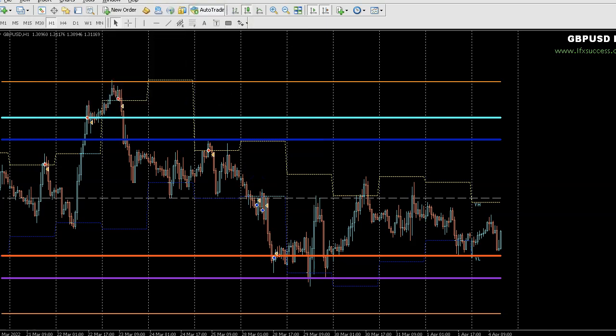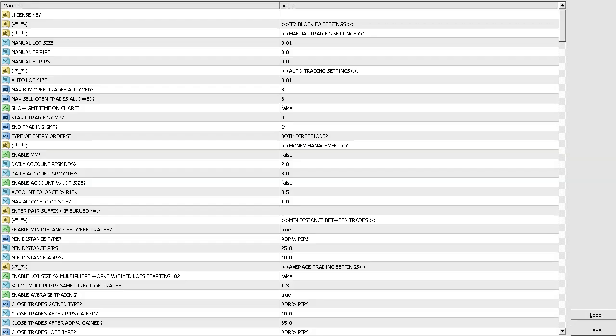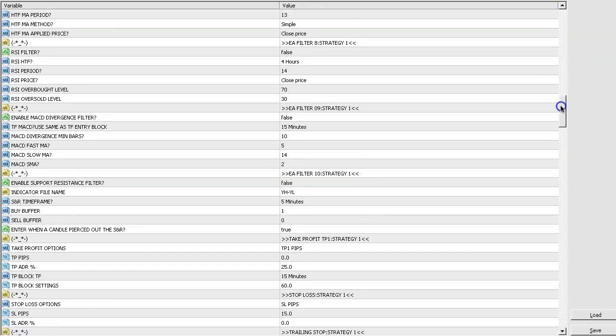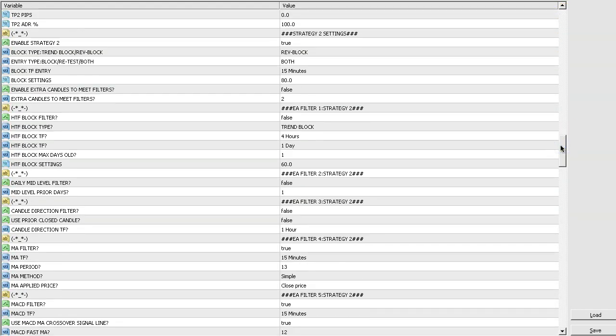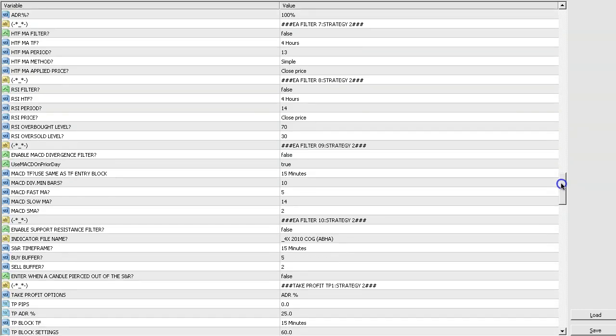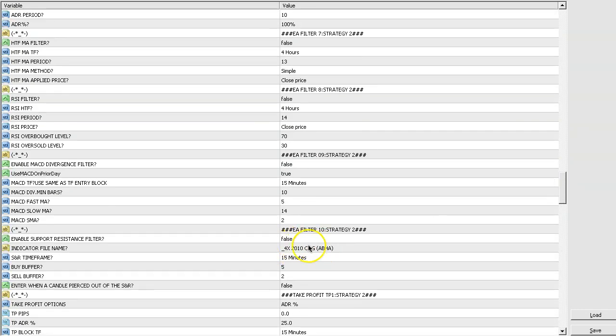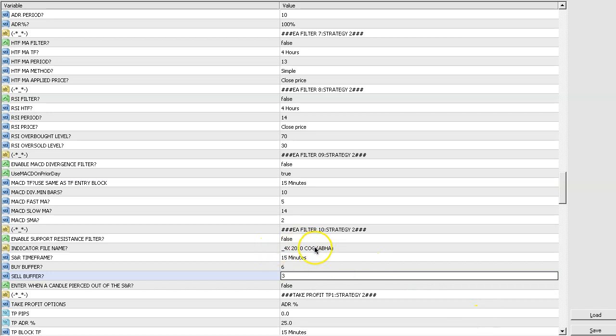Then I go to my EA, right? I have to type in the same exact name of the indicator. So right over here, I already have it on strategy number 2. And then you have to choose the time frame that you want. So buy buffer is 5 and sell buffer is 2. If I want to change it, I say number 6 and number 3. This is the higher one, right? So that is pretty much it: I have the name of the indicator, and then I have to specify what time frame I want to use and what the buy and the sell buffer are.